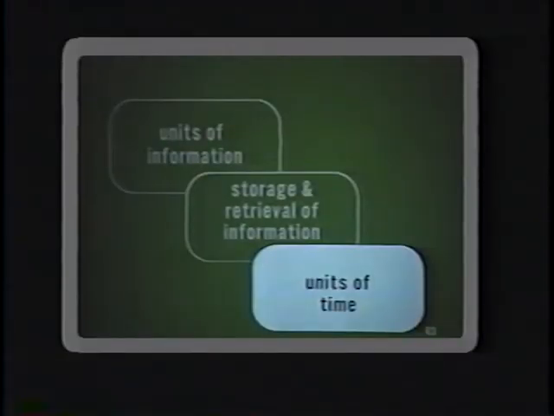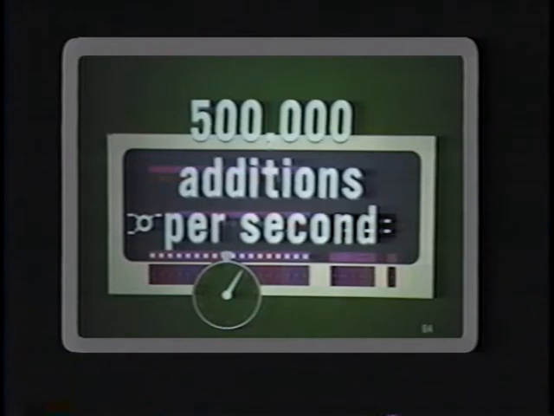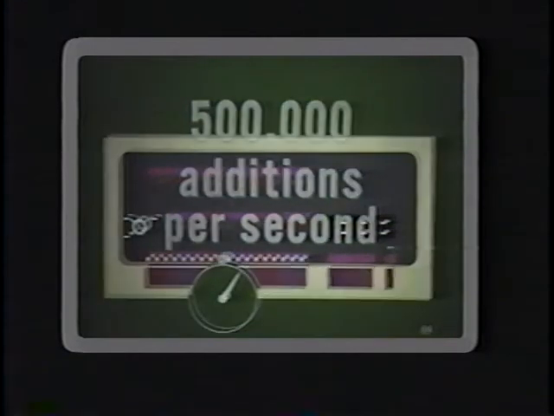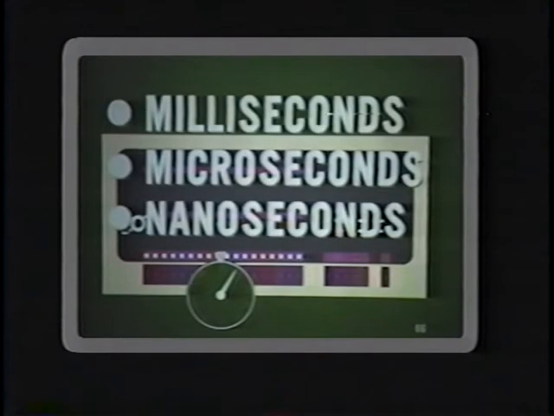In this lesson, we'll discuss basic units of time that are used to specify the operating speed of computers. A digital computer operates at very high speeds, performing 500,000 or more additions every second. Because of its high speed, each computer operation must be measured in a very small fraction of a second. The most common units of time are milliseconds, microseconds, and nanoseconds.